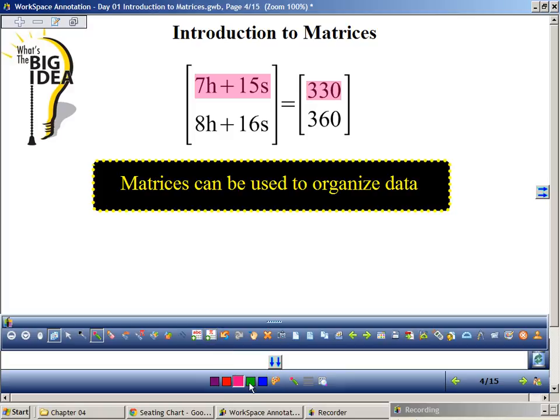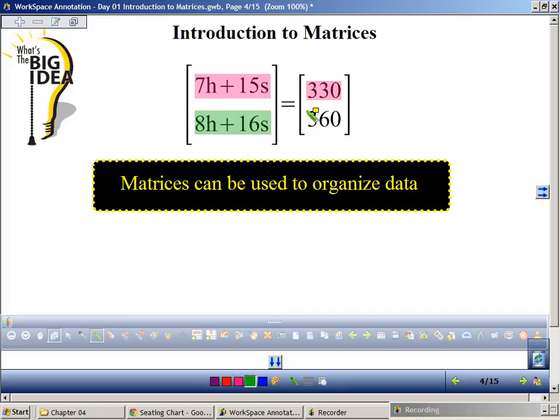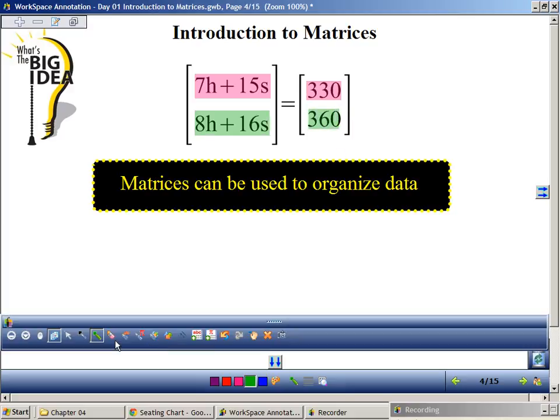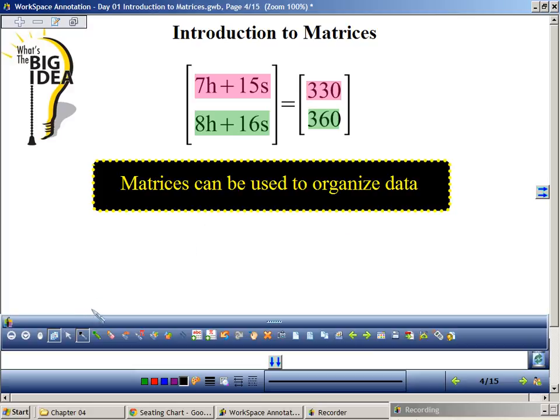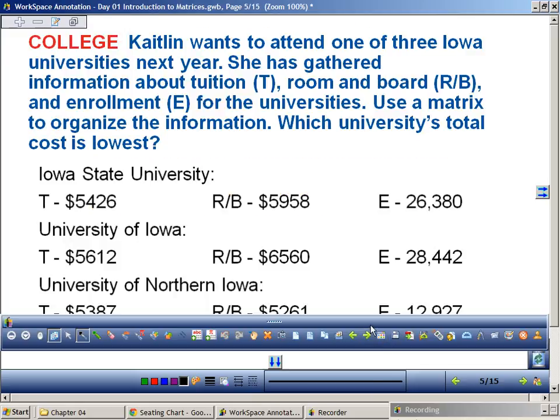Do you recognize what this is? We just did it in our review. But we can organize it in this thing called a matrix. Okay? The plural form of matrix is matrices. So matrices are organizing data. Okay? So far so good?